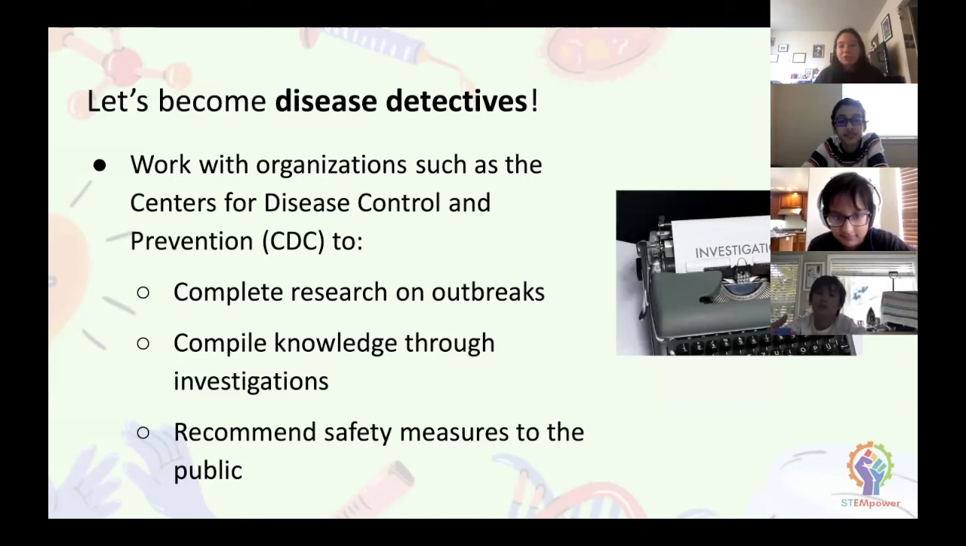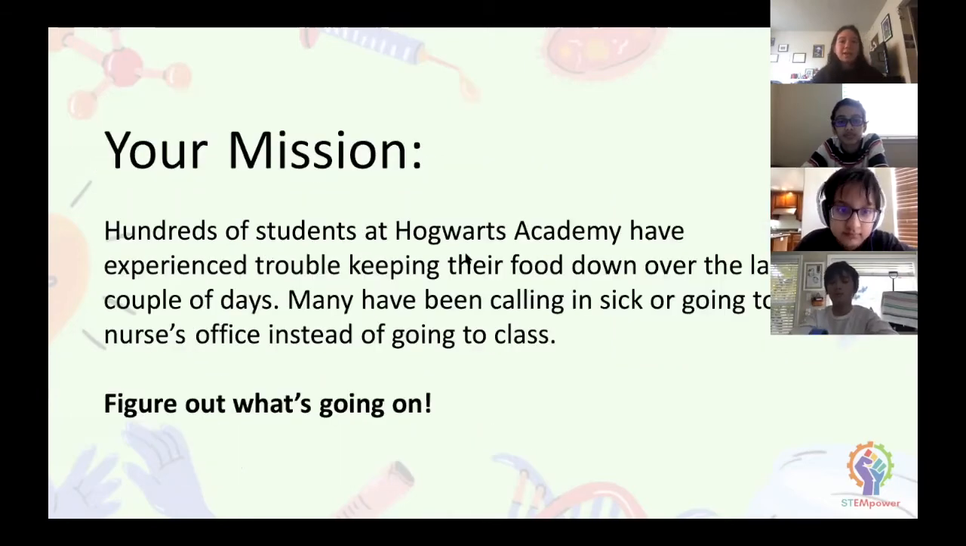They complete research on outbreaks, gather knowledge through investigations, and then they take all this information, analyze it, look through it, and decide what exactly safety measures need to be applied to the public, because you don't want to apply extreme ones that upset people or hinder regular human life, but you also don't want to under control and end up with a worse outbreak that kills people, right? So there has to be a balance.